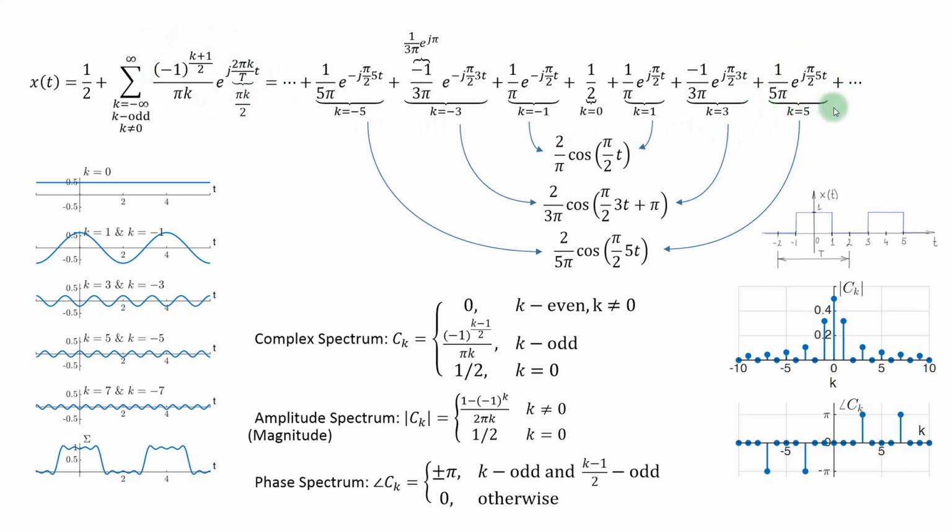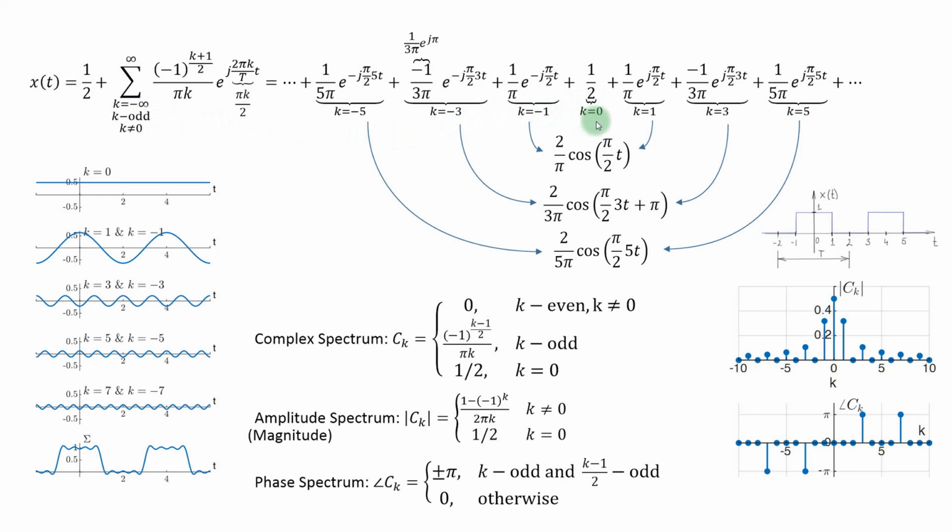And now for the negative values of k, this is what we will get for k is equal to -1, this is what we will get for k is equal to -3, and this is what we will get for k is equal to -5. Last, when k is equal to 0, that is not included in this sum, that is what we have included separately, and that is this. So this 1/2 is what we get when k is equal to 0.